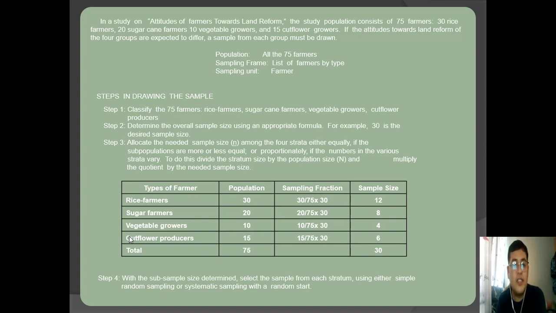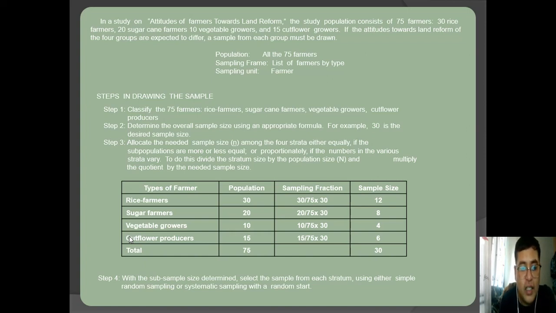So what's the first thing that you're going to do? Classify muna the 75 farmers. So rice farmers, so merong 30 population. Sugar farmers, merong 20. Vegetable growers, 10. Cut flower producers, 15. So total, we have 75 farmers. So para makuha natin ang sample size sa bawat type of farmer, so kunin natin yung proportion or sampling fraction. So 30 divided by 75 times 30, that is 12.